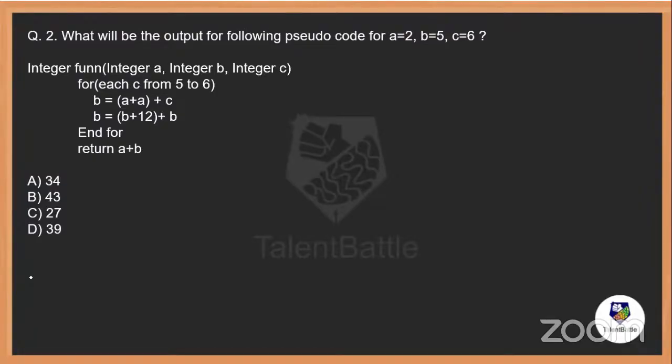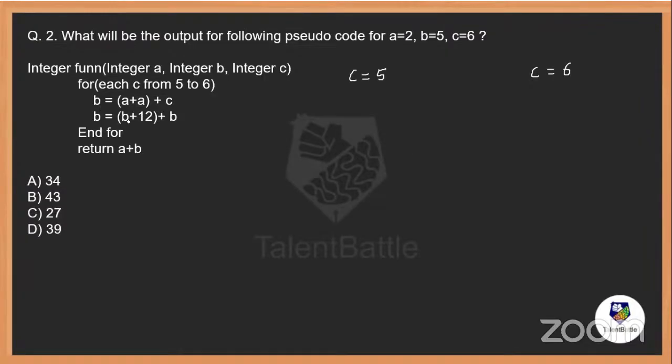Again, the same structure, there is a function which is accepting three integer parameters A, B, and C. And there is a for loop, meaning an iterative approach is given. Now in the for loop, it is mentioned that each C from 5 to 6, means this loop is going to execute 2 times. First time it will execute when the value of C is 5. And second time it will execute when C is equal to 6. Means 2 iterations will happen.